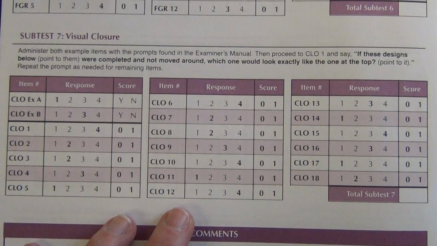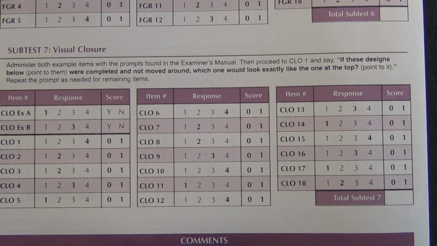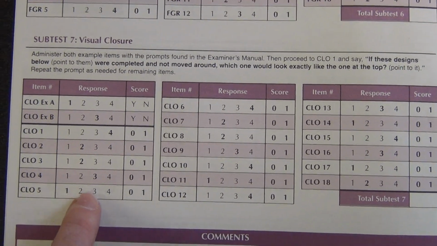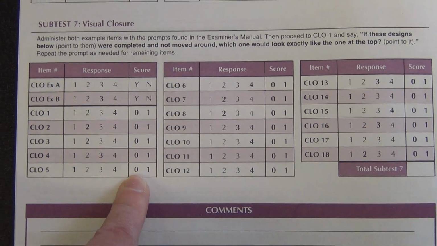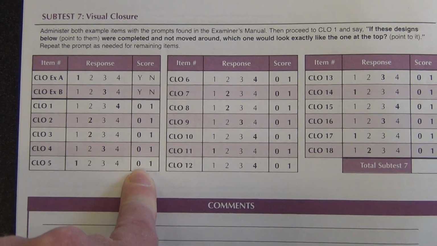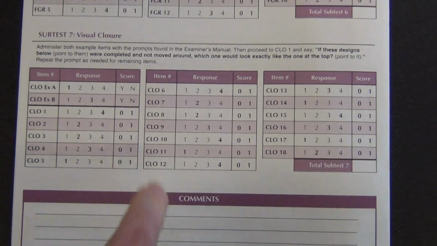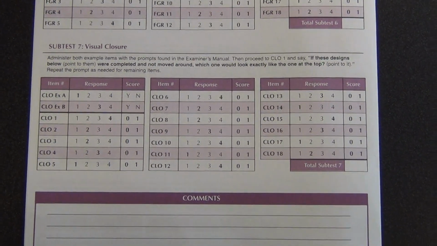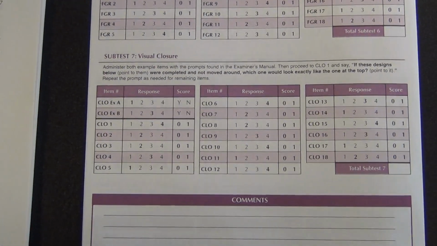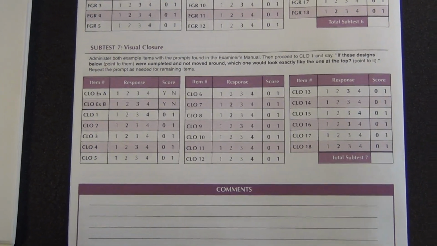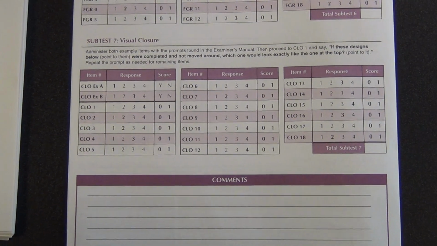And then for the actual assessment, you want to circle the answer they say, and then if they get it right, you'll circle 1. If they get it wrong, you will circle 0. So that's true for any of these subtests. There are 2 practice items that are not scored, and then 18 actual items that you score.